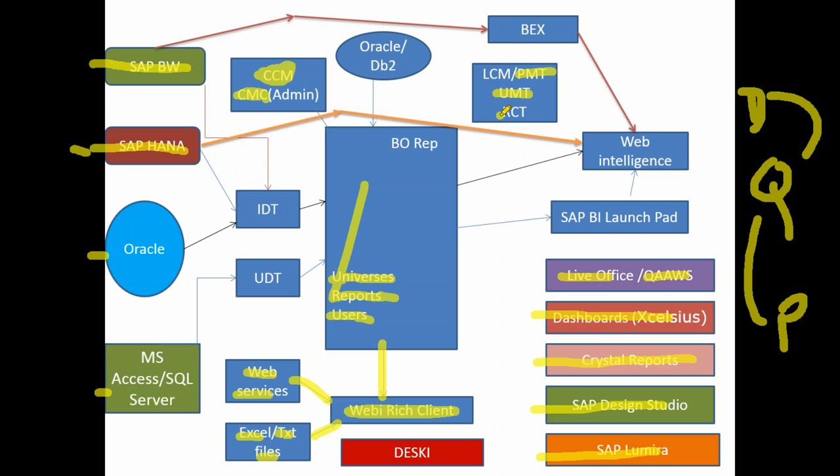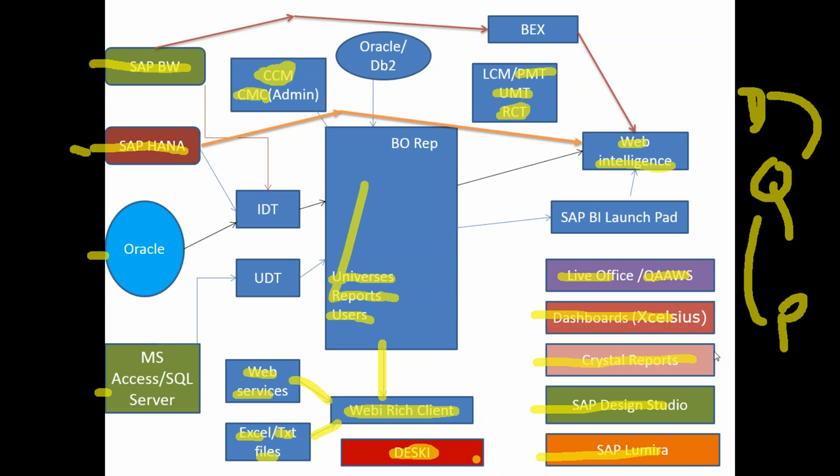Okay, and RCT is a tool with which we can convert the desktop reports to Web Intelligence. Okay, so earlier in 3.1 we had a Desktop Intelligence tool. Now in 4.0 Desktop Intelligence is permanently removed. So those reports, how we can convert into the Web Intelligence format, that we are going to cover in this training.